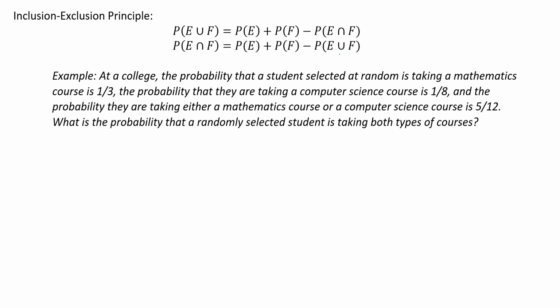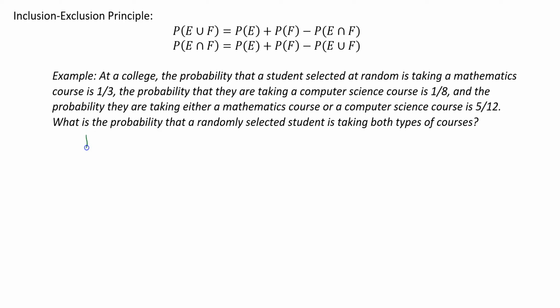The example is, at a college, the probability that a student selected at random is taking a mathematics course is 1/3. The probability that they are taking a computer science course is 1/8. And the probability that they are taking either a mathematics course or a computer science course is 5/12. What is the probability that a randomly selected student is taking both types of courses?